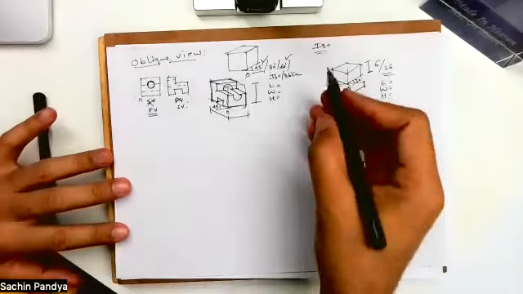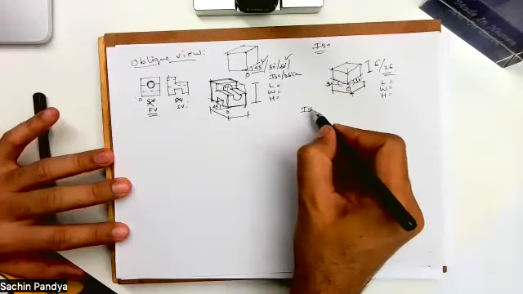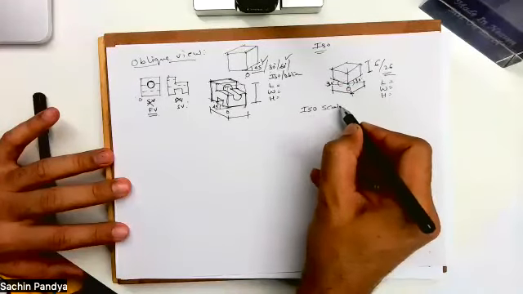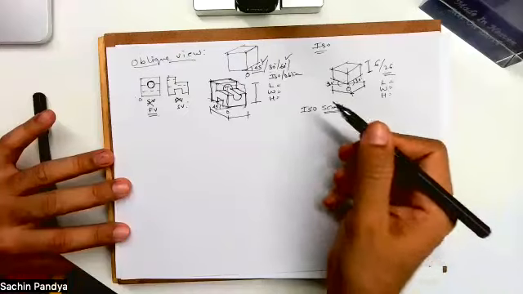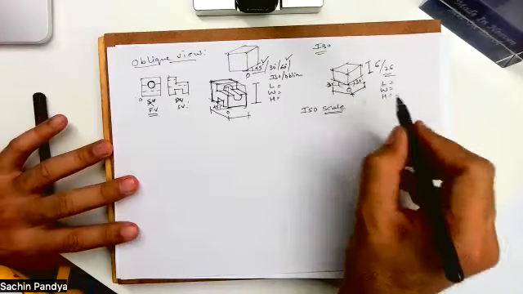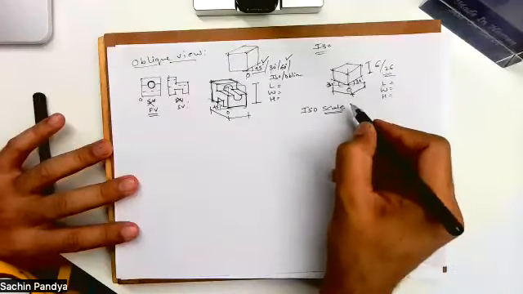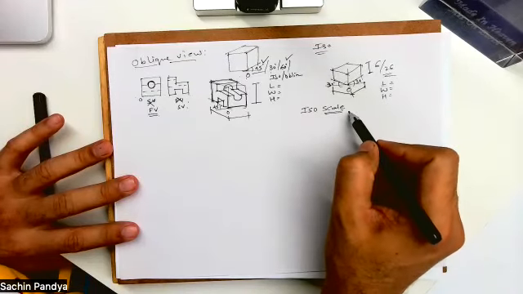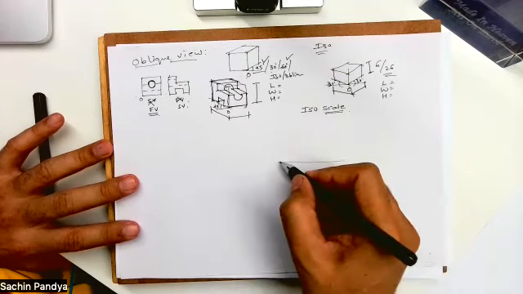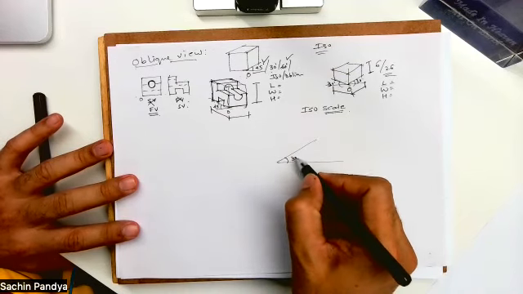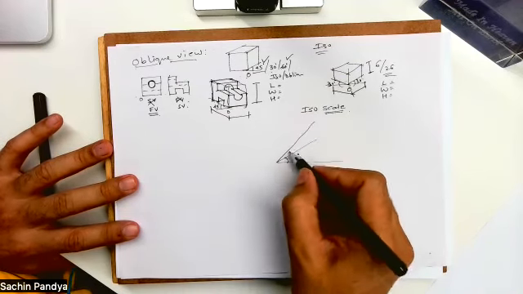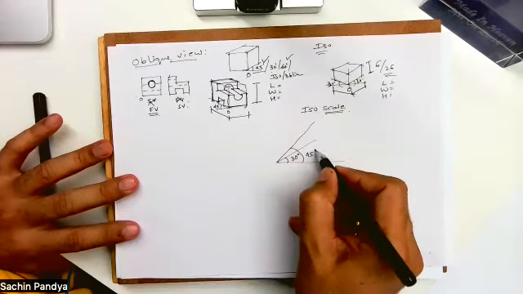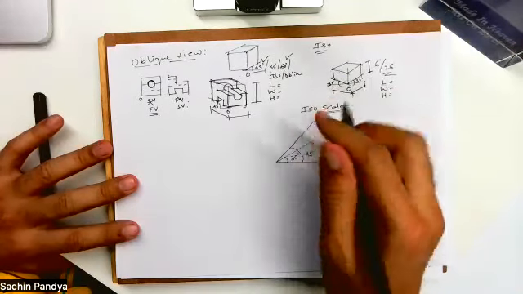Now, in ISO, there is an isometric scale also. Whatever, they won't ask you this, 99.99% they won't ask you, but I'm just giving you an idea. If they say draw isometric using isometric scale, what do you need to do? Draw a 30 degree line and a 45 degree line, so you draw 2 angles.